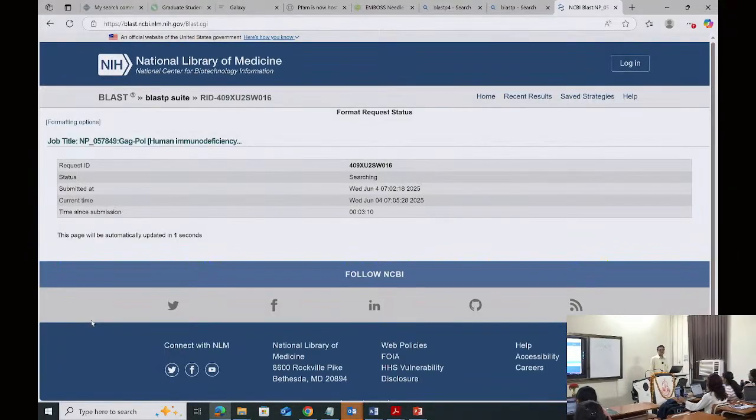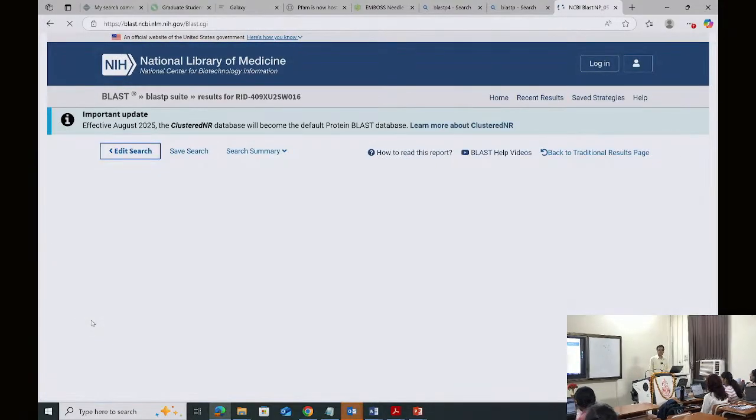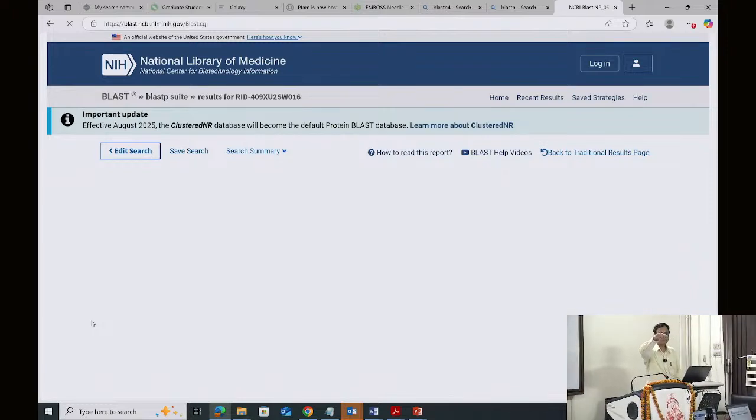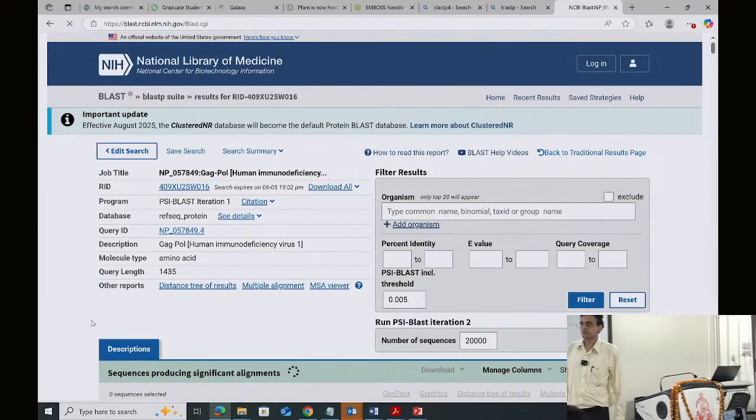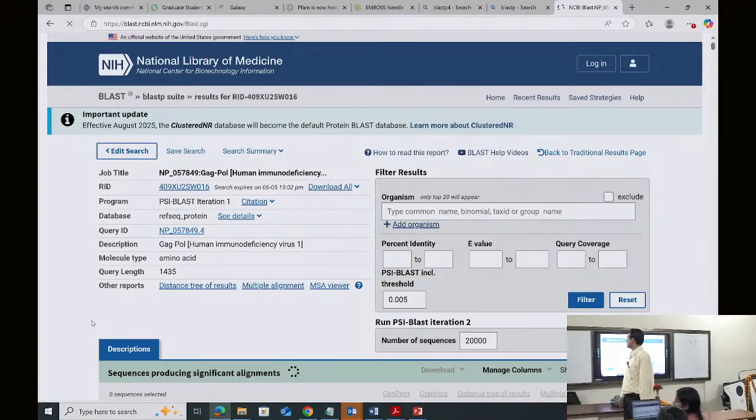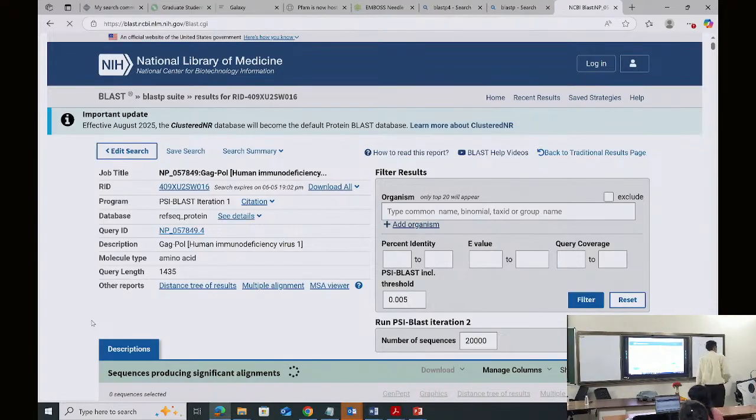So how many iterations have you done? Oh, so you restarted. Okay. How many iterations did you do? Oh, okay. I got it.